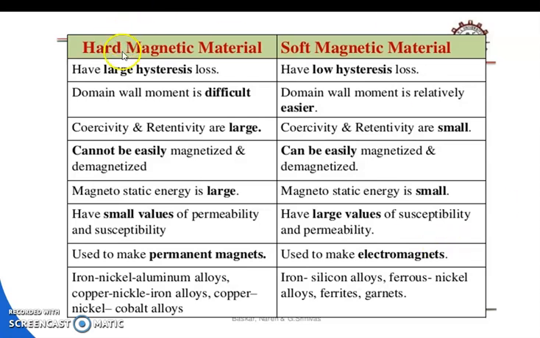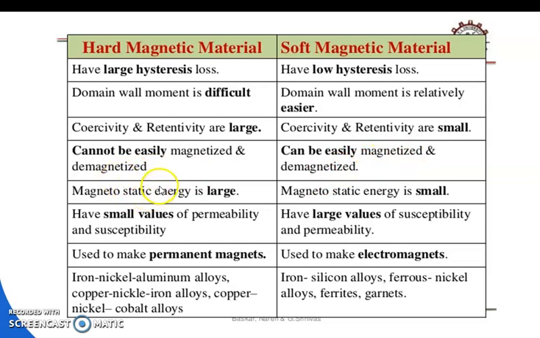These are examples. What is the basic difference between the hard magnetic materials and the soft magnetic materials? Maybe you get a 5-mark question in your semester exam asking for the difference, so we will explain in this way. Here the coercivity and retentivity are large. Here coercivity is small and it can be easily magnetized and demagnetized. Hard magnet cannot be easily magnetized and demagnetized.